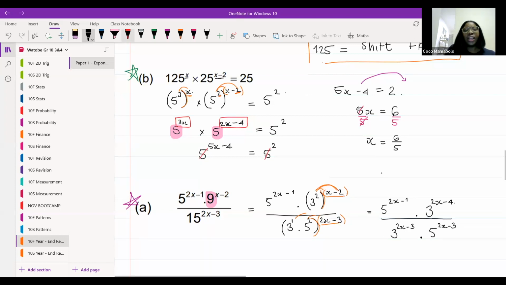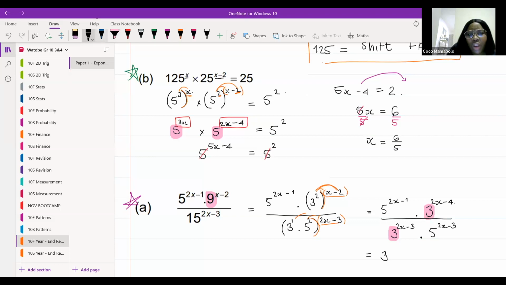Excellent, good. Now, patience, I have a like base here and a like base there. But my like bases are being divided. So what am I going to do with my exponents? You're going to add. We are dividing. We only add them if we're multiplying. If we're dividing, what do we need to do with the exponents? Subtract them. Correct, we're going to subtract.